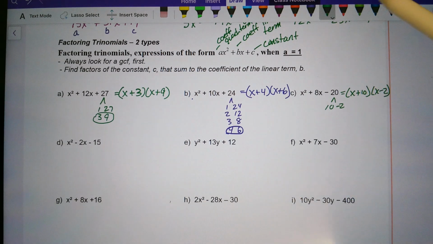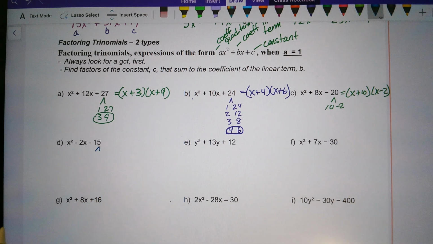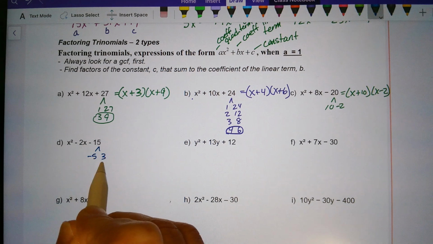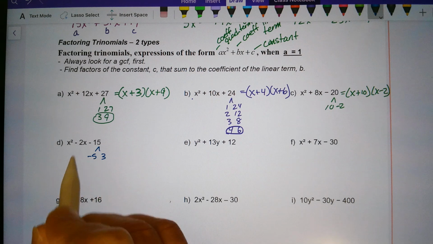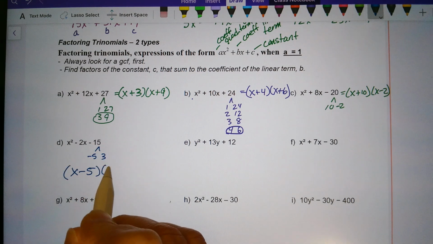So lots of practice here. This is not new. You had this in Algebra 1. The factors of negative 15 that sum to negative 2: negative 5 and 3. Multiplies to be negative 15 and sums to be negative 2. This is x minus 5 times x plus 3.